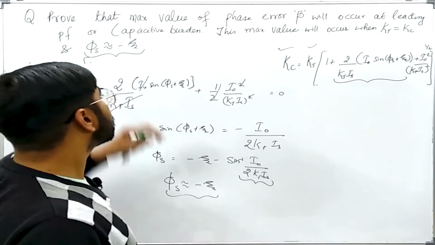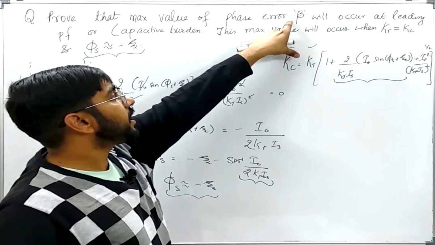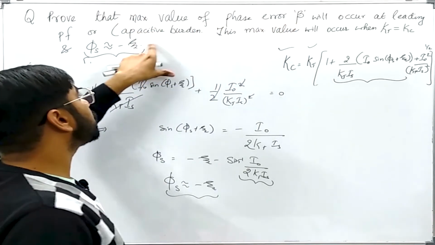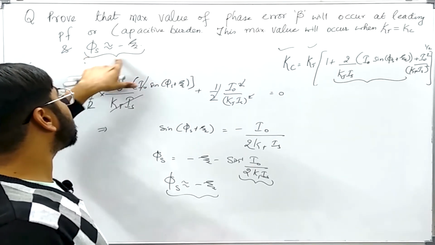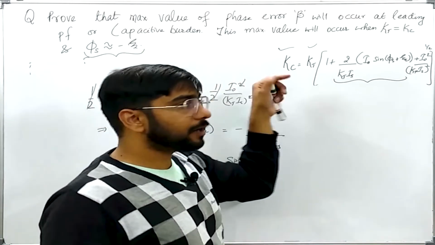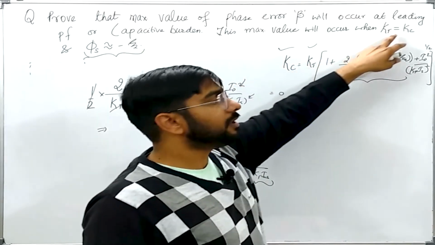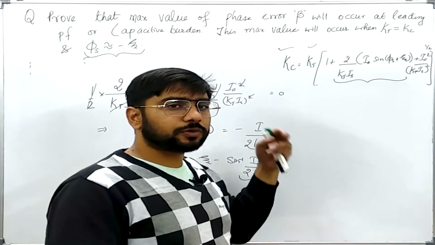Okay, so we have proved that the phase angle error will be maximum at a capacitive burden, and that burden will be having the angle equal to minus of zeta, and during that instant kt will also be equal to kc. And it is practically very easy to think also.